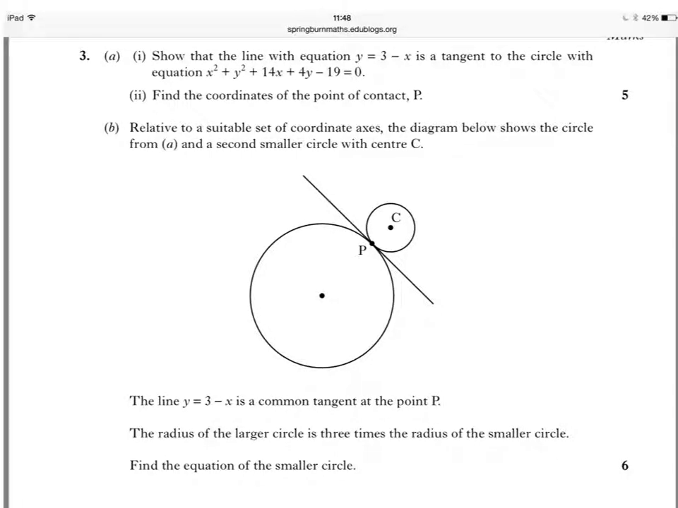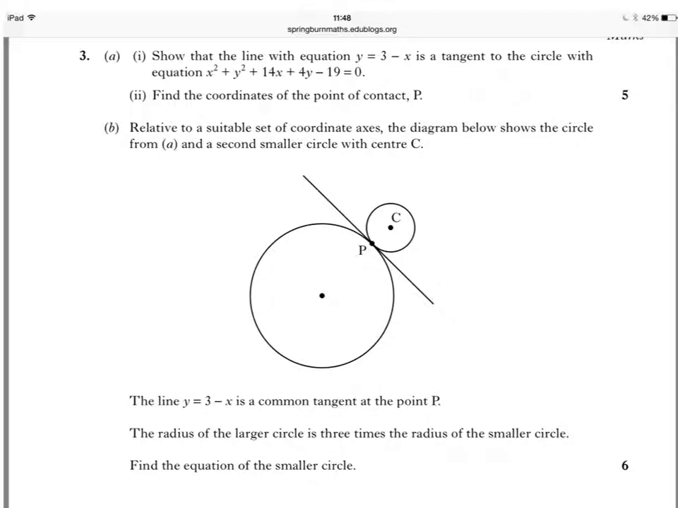Section 16, question 2. Part A. Show that the line with equation y equals 3 minus x is a tangent to the circle with equation x squared plus y squared plus 14x plus 4y minus 19 is equal to 0, and find the coordinates of the point of contact.